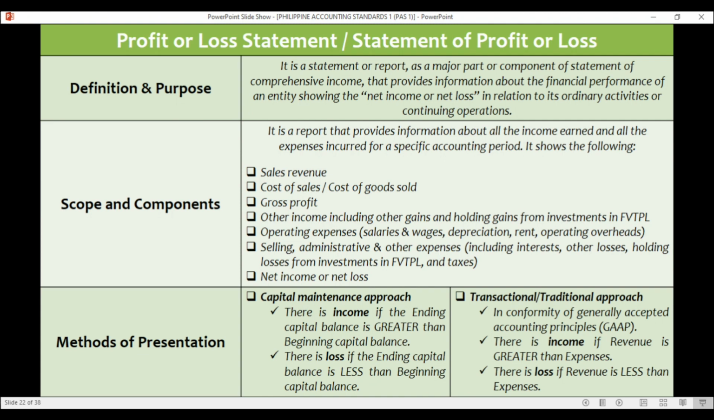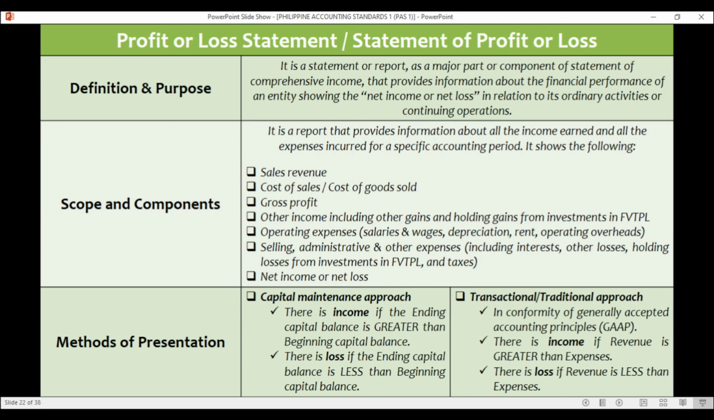Then the transactional or traditional approach is the most common, because it is in conformity with generally accepted accounting principles. There is income if the reported revenue is greater than expenses. Otherwise, there is a loss if the revenue is less than expenses. So why in conformity with GAAP? Because we are presenting specific line items of revenue or income and expenses.